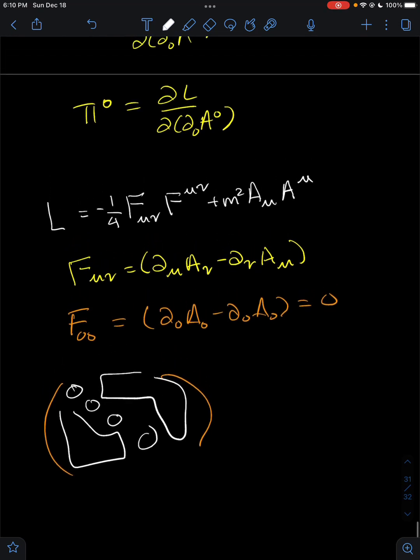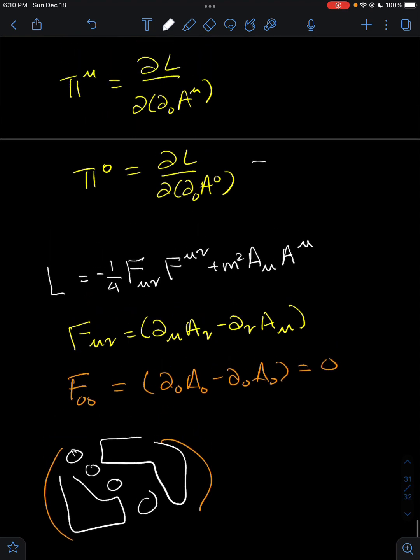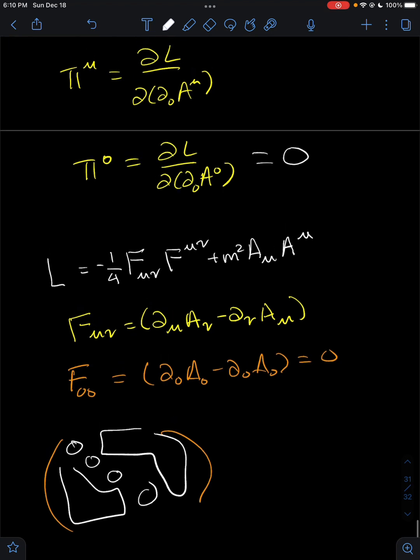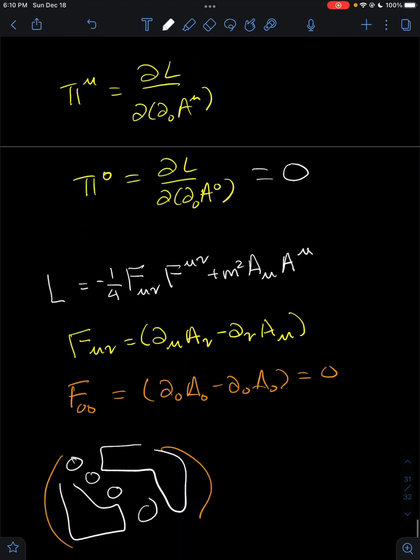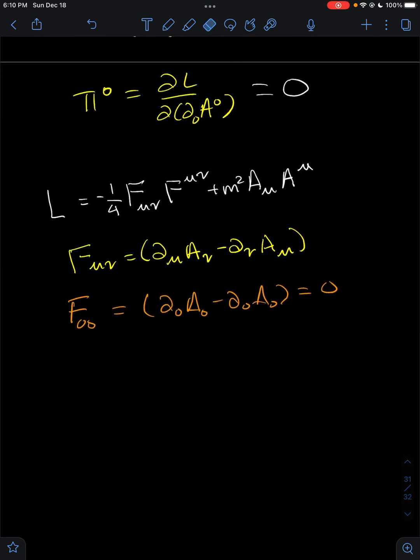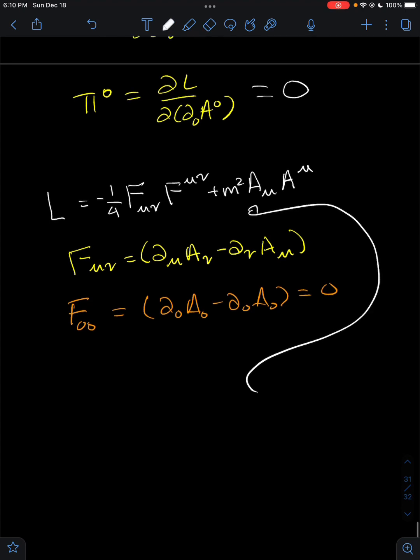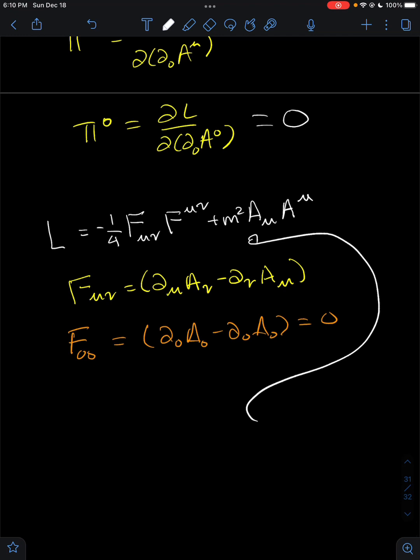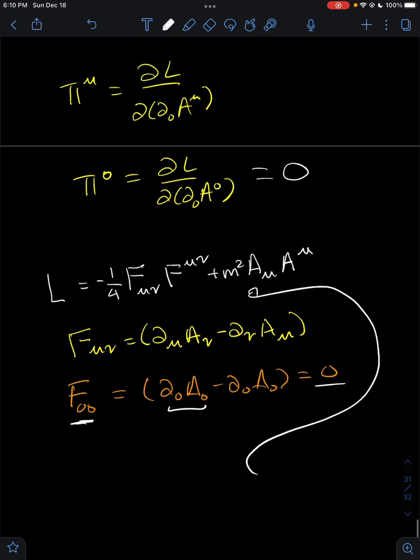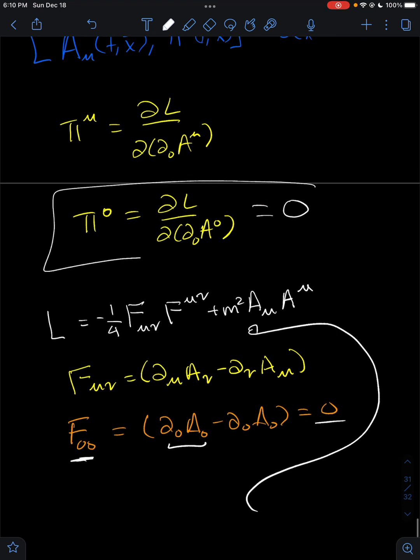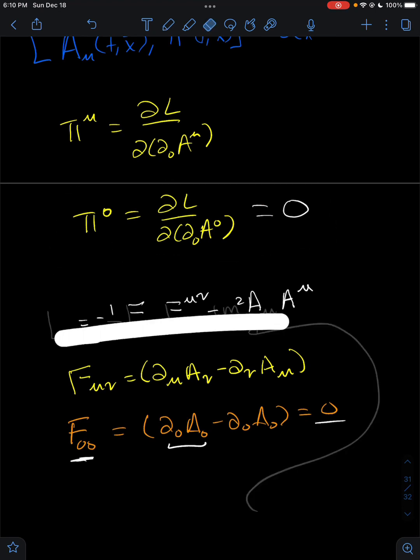We can use that structure to deduce that this term is going to be equal to 0, because we have partial 0 A0, right? There's not going to be any partial 0 A0 term in our Lagrangian, because the F00 term just vanishes, where we could have had a possible partial 0 A0. That's just going to go to 0. So because of that, this conjugate momentum density is also going to be 0.